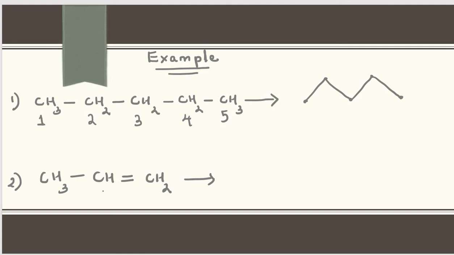Now moving on to our second type. Here also you can see that the number of carbon atoms is 1, 2, 3. But here you can see that between the second and the third carbon atom, there is a double bond. So as already said, we are representing the double bond with a double line. This double line represents a double bond.